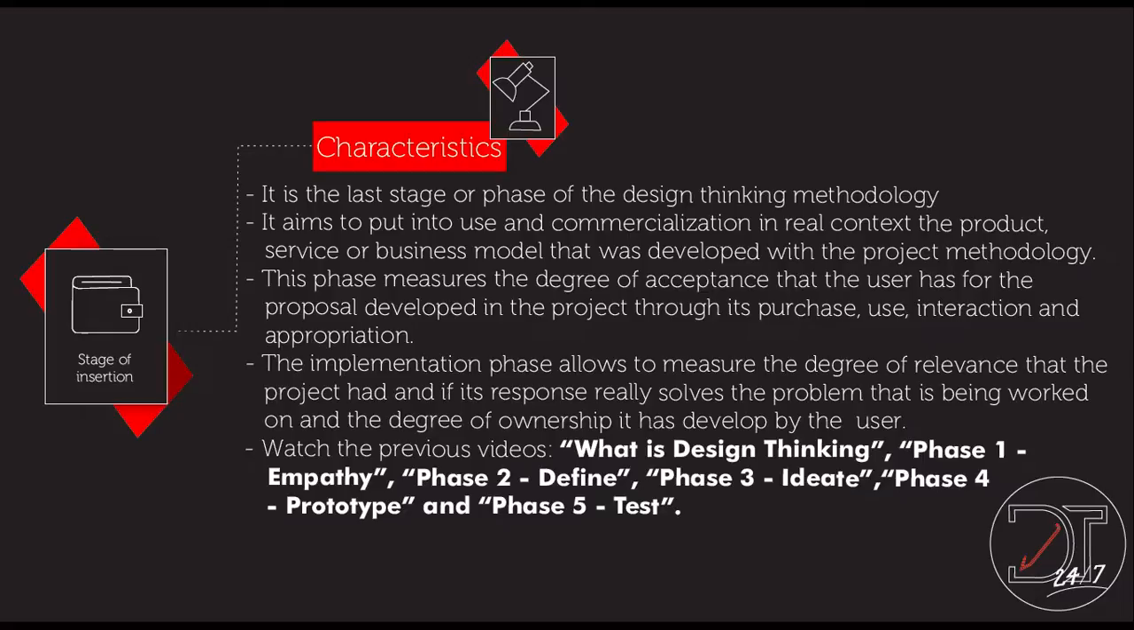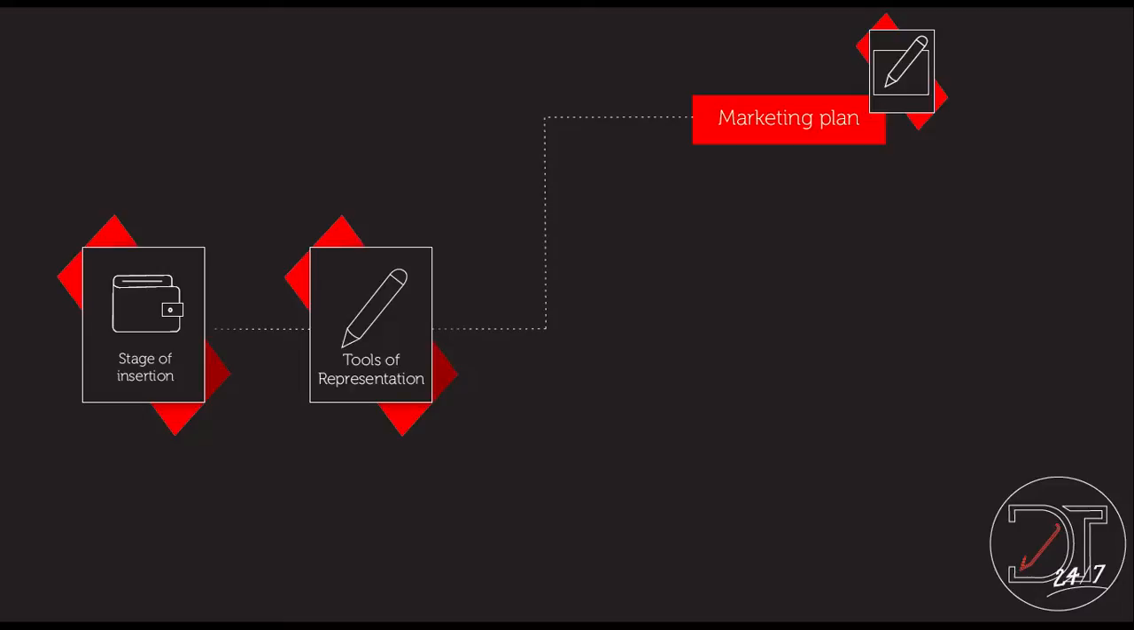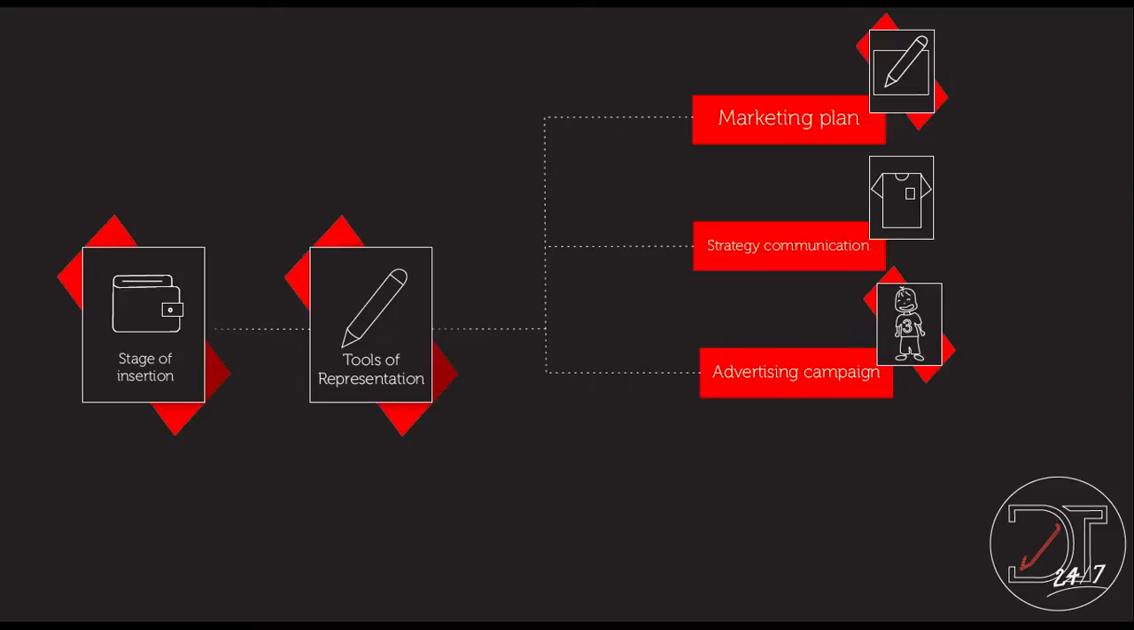It's very important to watch the previous videos, What is Design Thinking, where we explain what the design thinking methodology is. Also watch the videos of phase 1 empathy, phase 2 define, phase 3 ideate, phase 4 prototype, and phase 5 which is test. The most representative tools in this stage are marketing plan, strategy of communication, advertising campaign, but we have more than 10 tools that can allow you to implement your project.